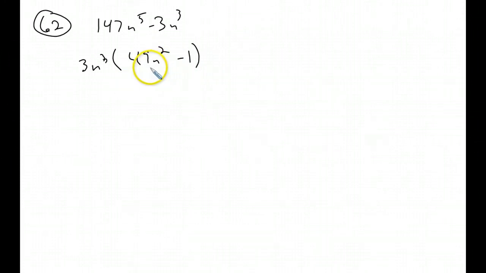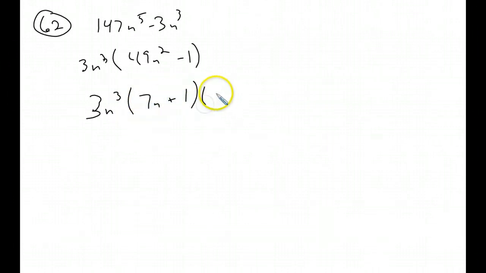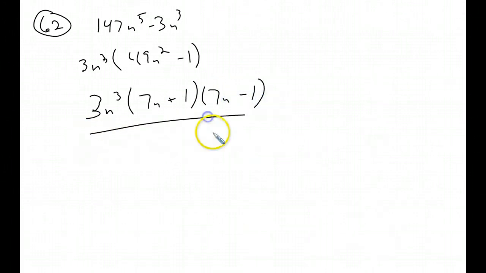49n squared is a perfect square, 7n and 7n. 1 is 1 and 1, minus in the middle, so once again it's our difference of squares terms. So I'll have 3n cubed on the outside still, 7n, 1, different signs because it's a difference of squares. There's your final answer.